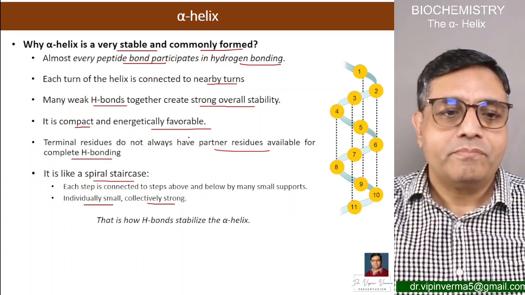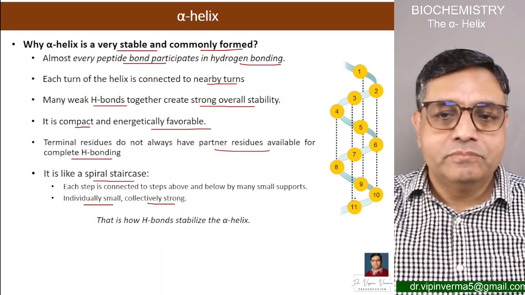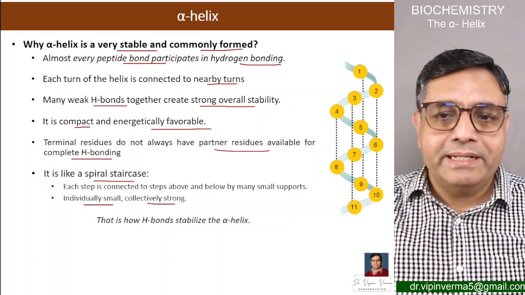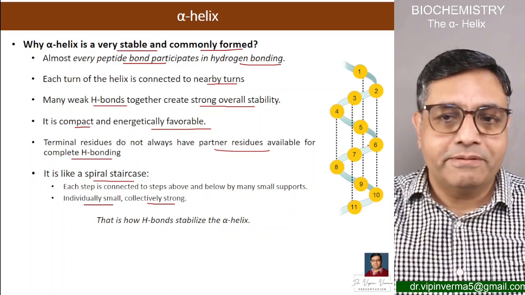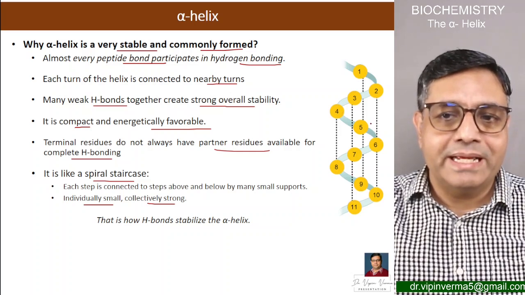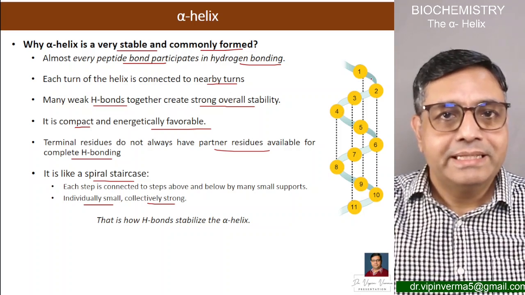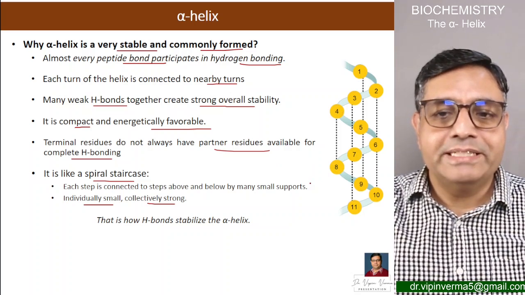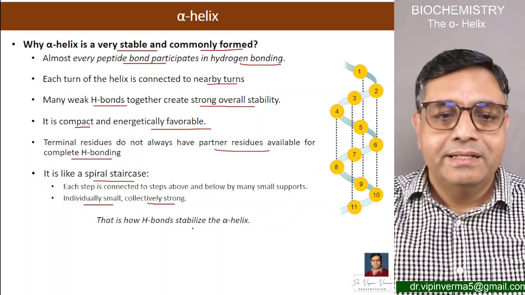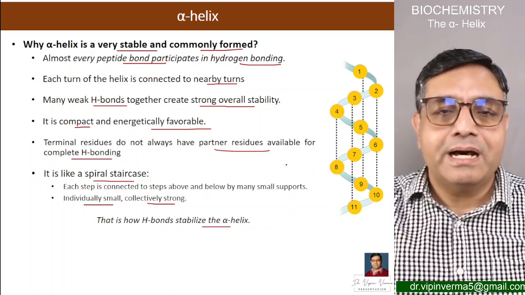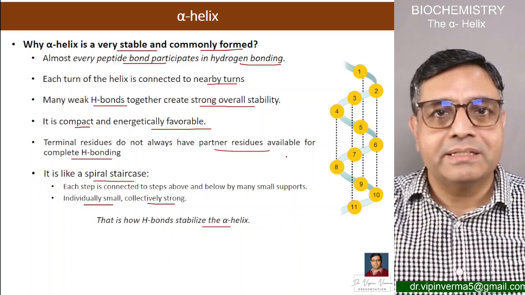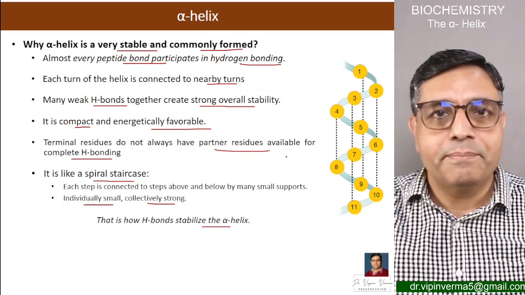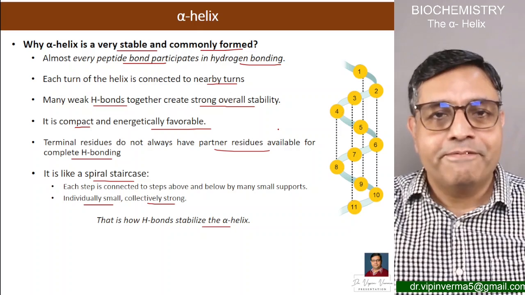These interactions operate over short range and are weak individually, but collectively they make the helix and this favorable conformation, producing a very strong structure that stabilizes the alpha helix. So hydrogen bonds are the major contributors to alpha helix formation.